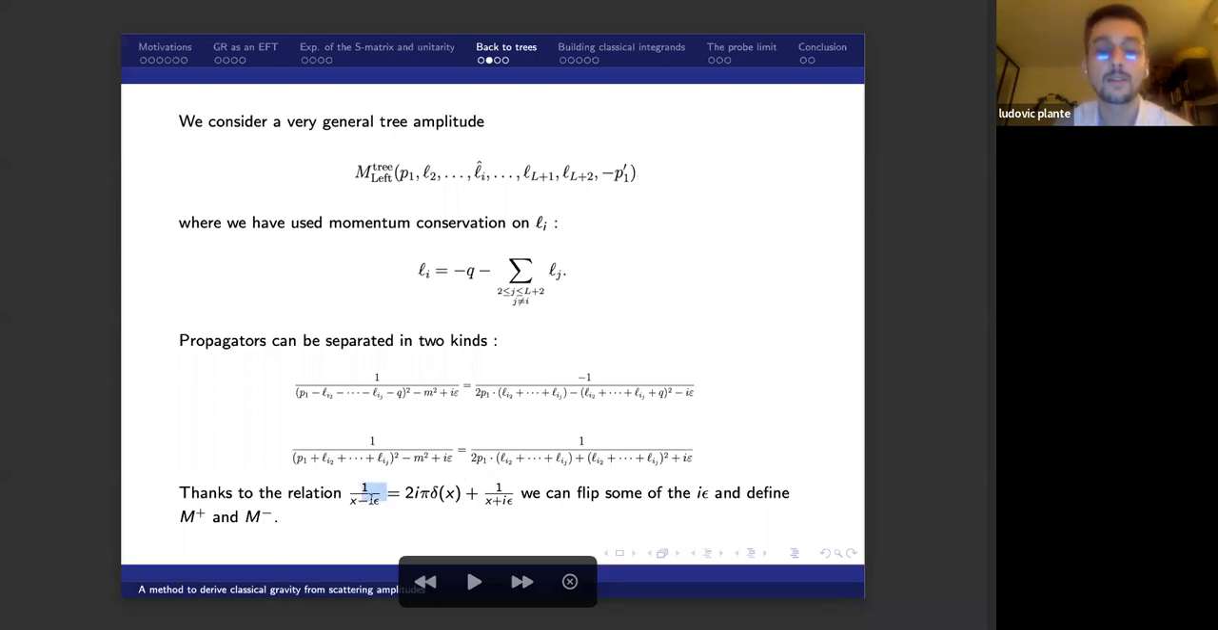So the idea is that you can use a relation that tells you that 1 over x minus i epsilon is equal to a delta function plus the opposite prescription, to flip some of the i epsilon to define M plus and M minus, where M plus is the amplitude where you have put all these P1 dot L propagators from minus i epsilon to plus i epsilon, and the opposite for M minus.